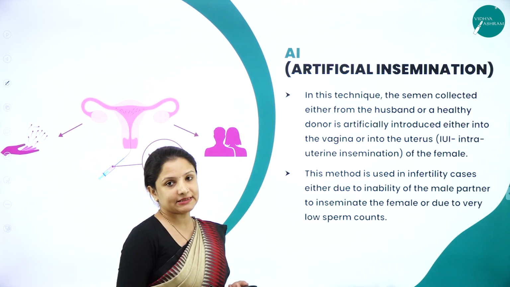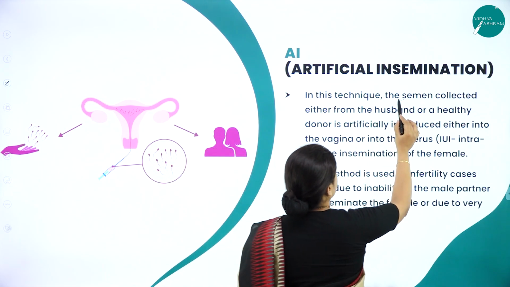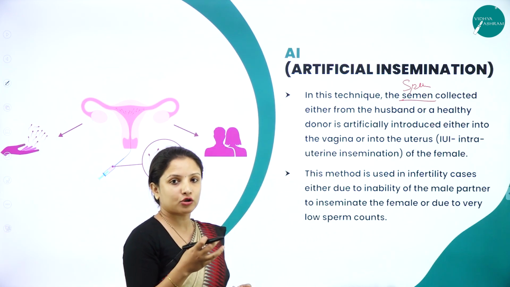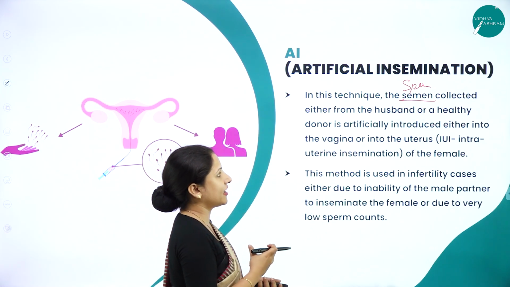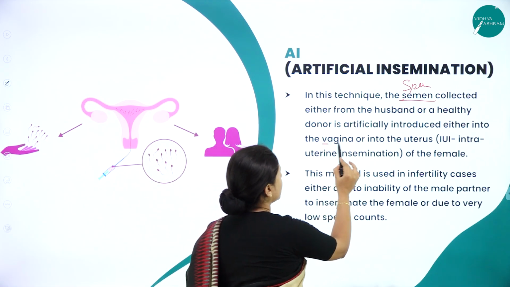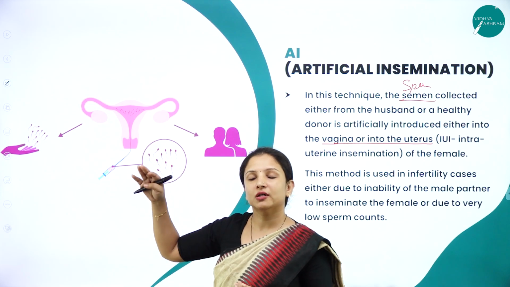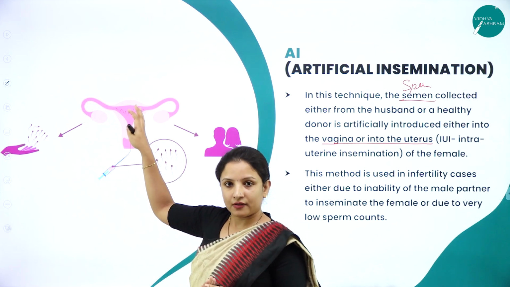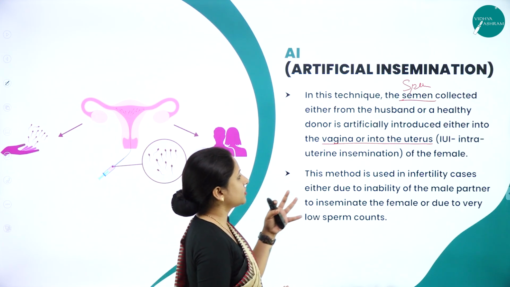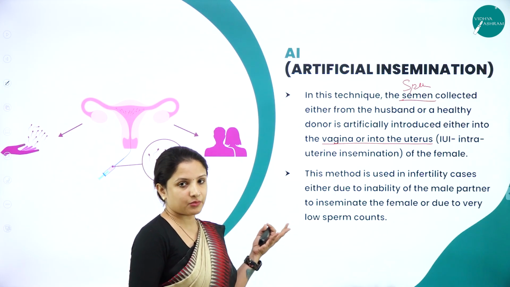Next is artificial insemination. In this technique, the semen is collected from the husband. Semen is nothing but that jelly-like mass which contains a lot of sperm. That semen is collected either from the husband or from any healthy donor, and it is artificially introduced into the vagina or into the uterus of the female. Now the sperm from there will travel towards the released egg which is there in the fallopian tube. There it will fuse with the egg and the fertilization process will take place. So this is called artificial insemination. This is also a kind of intrauterine insemination itself.